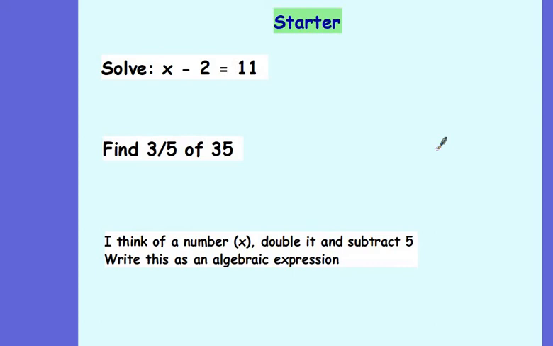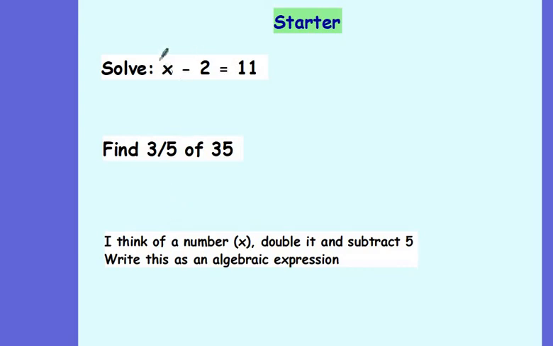Let's start off with a quick starter, shall we? Can you solve x minus 2 equals 11? Can you then find for me what 3/5 of 35 might be? And I think of a number, let's call it x, I double it and then I subtract 5. Can you write that as an algebraic expression for me? Okay, pause the video and in your light blue books have a go at these questions now, please.